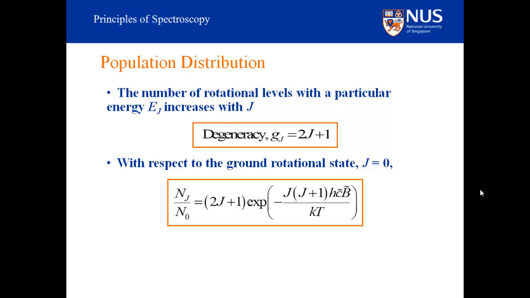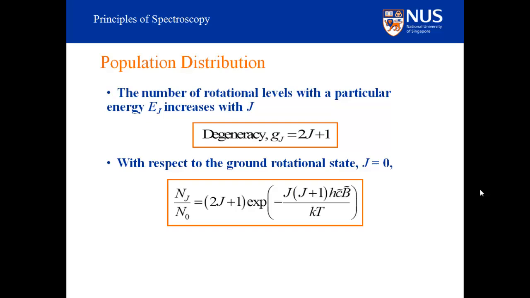So therefore the ratio between N sub J, the number of molecules in the J state, to N sub 0, the number of molecules in my ground state, is going to be equal to 2J plus 1 times the exponential of minus the difference in energy, which is the energy of the excited state, because the energy of the ground state J equals 0 is 0, over kT. So this is my expression.